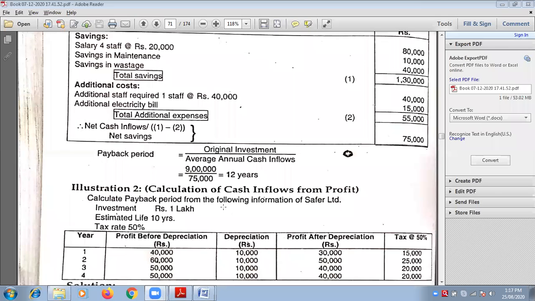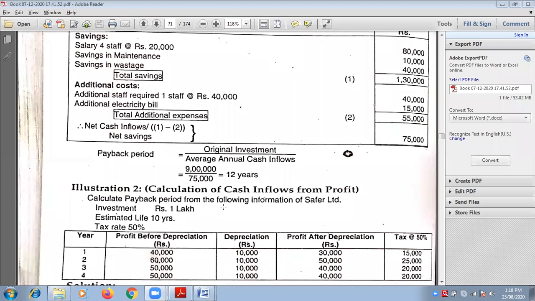Okay, look at the second question. It is of payback. We have already done it for payback, but now we are doing it for the ARR method. This is the question which is appearing on the screen. Calculate payback period, calculate ARR from the following information of Safeway Limited. So we are doing this sum as per the ARR method. Investment 1 lakh.